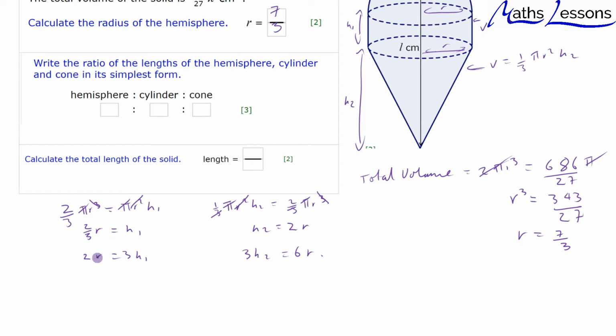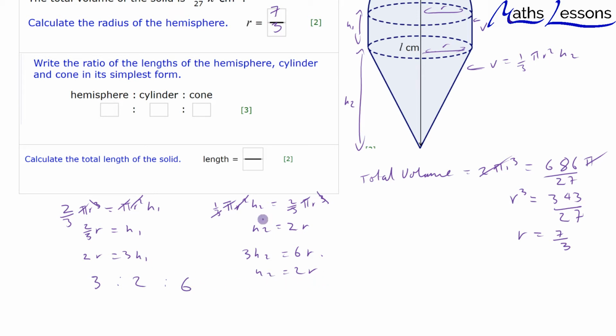2/3 r, 2r equals. So therefore, h1 and r are in the ratio 3 to 2. And therefore, if they're in the ratio 3 to 2, we know that h2 is going to be equal to 2r. So if r is in the ratio 3, then h2 will be in the ratio 6, because it's double r.